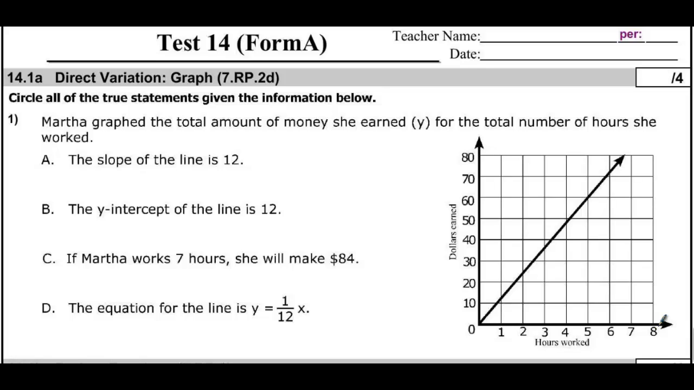All right, here we are with the first video for the week 14 test. And this is the direct variation. What you're given is a graph. You have to look at that graph and use that information to answer the 4 questions, either true or false.